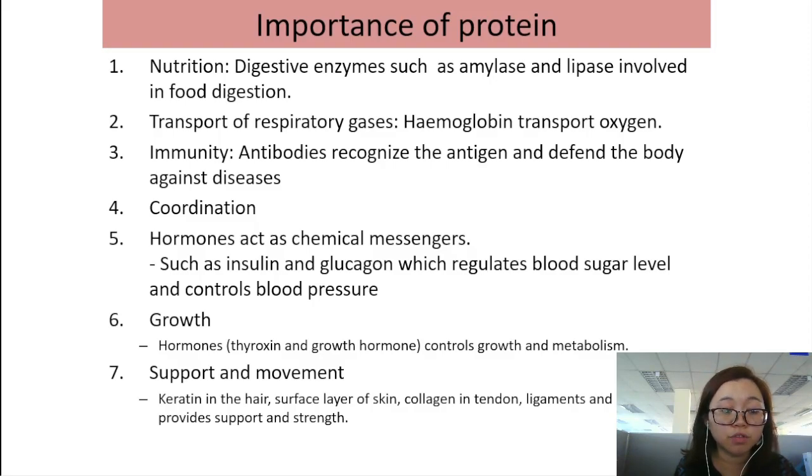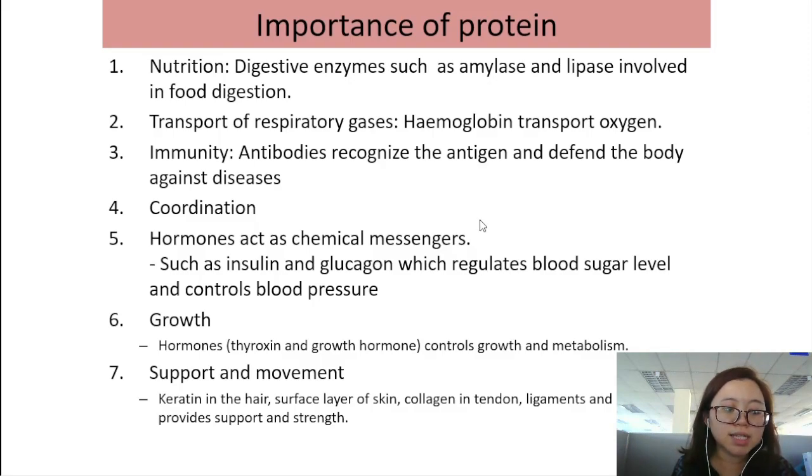Number four, proteins are involved in coordination. Proteins can be hormones, and those hormones can act as chemical messengers. Such examples are insulin and glucagon, which regulate our blood sugar level and controls blood pressure. Next, proteins are important for growth. We have hormones that control growth and metabolism, such as thyroxine and growth hormone. And proteins can also provide us with support and aid our movement.